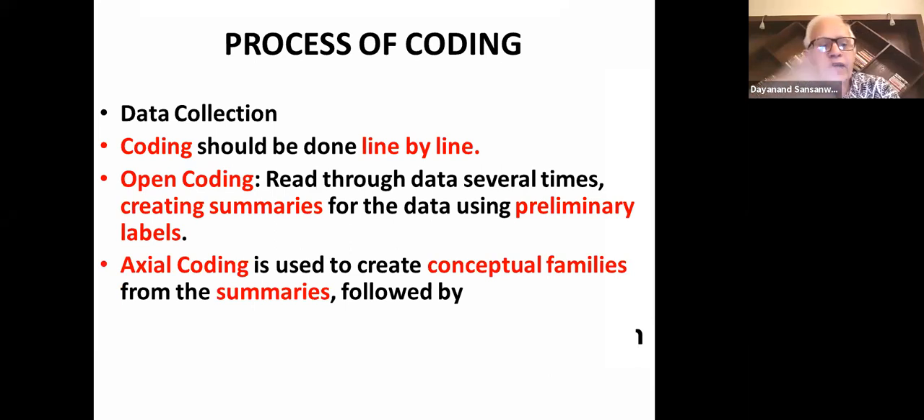Then, actual coding, or axial coding. Some of you may be from science. When you make a graph, there is an x-axis and there is a y-axis. That's exactly the meaning of axial coding. That means you have to see what are the things which are coming in one particular category, and what are the things which are coming in another particular category. And you are doing that just to create the conceptual families, so that you are able to put them in groups and put them in families.